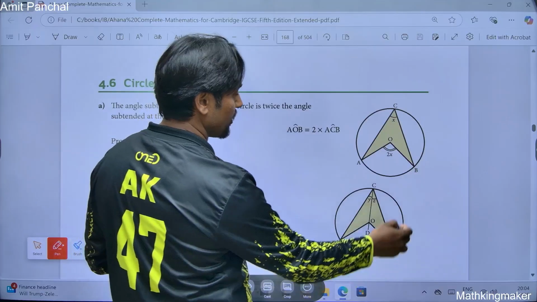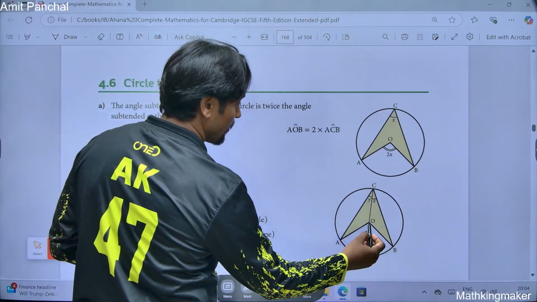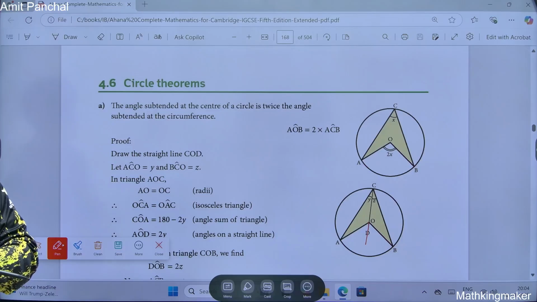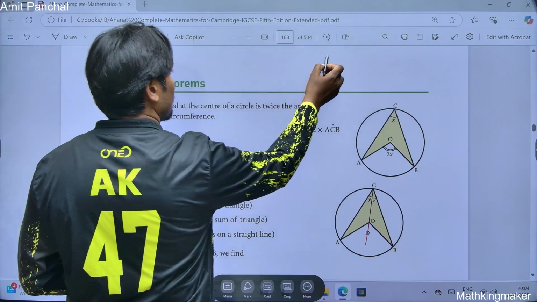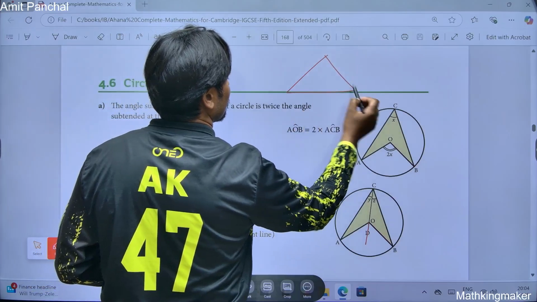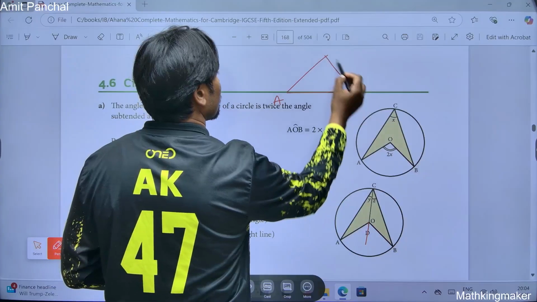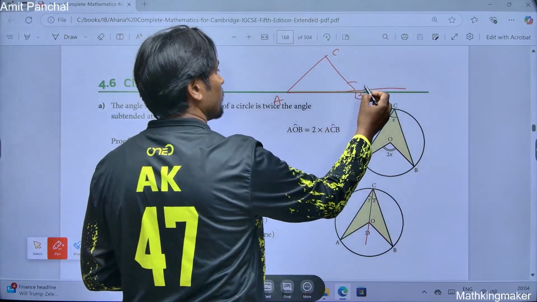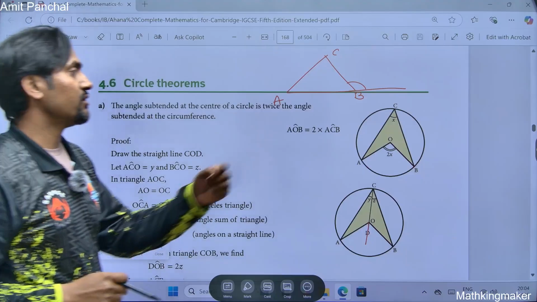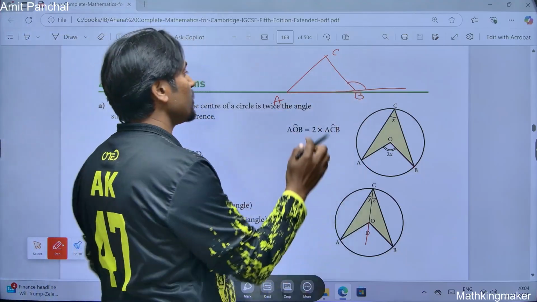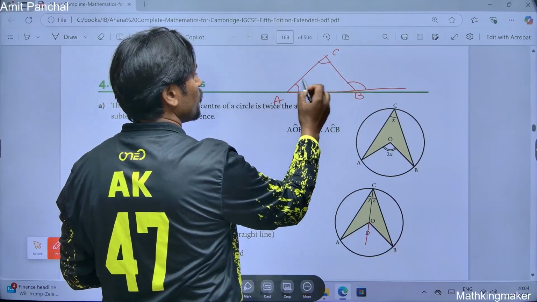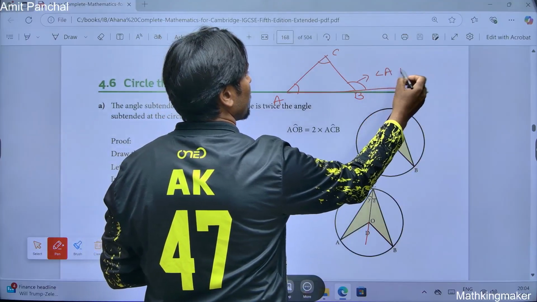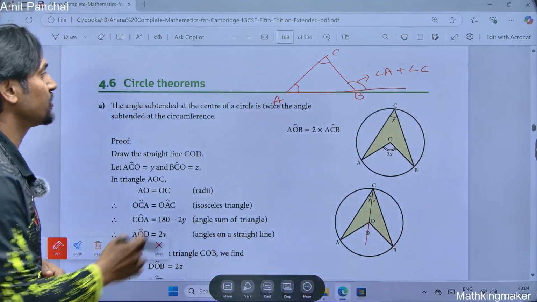This is your circle, and do you know the exterior angle theorem in a triangle? If this is your triangle ABC, and you extend this side, this will be your exterior angle, and this exterior angle will be equal to the sum of these two angles. That means this angle is equal to angle A plus angle B. This is your exterior angle theorem.